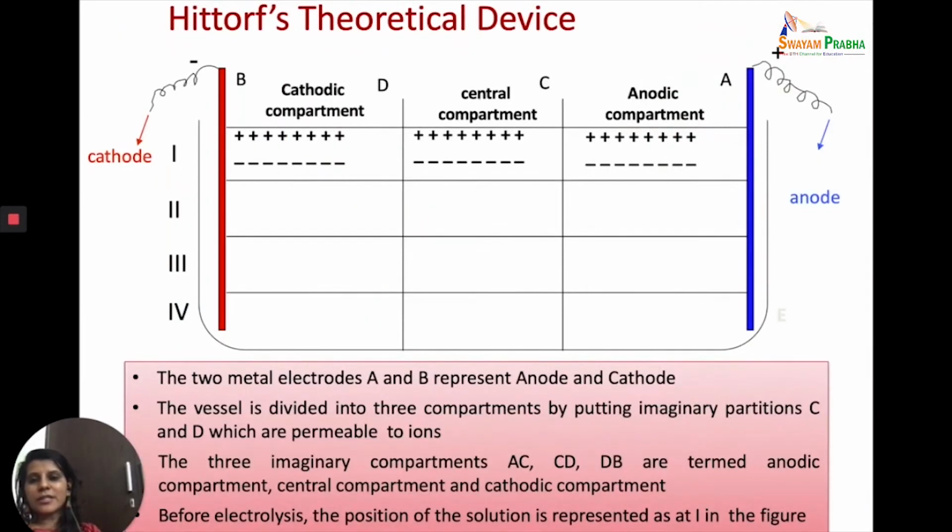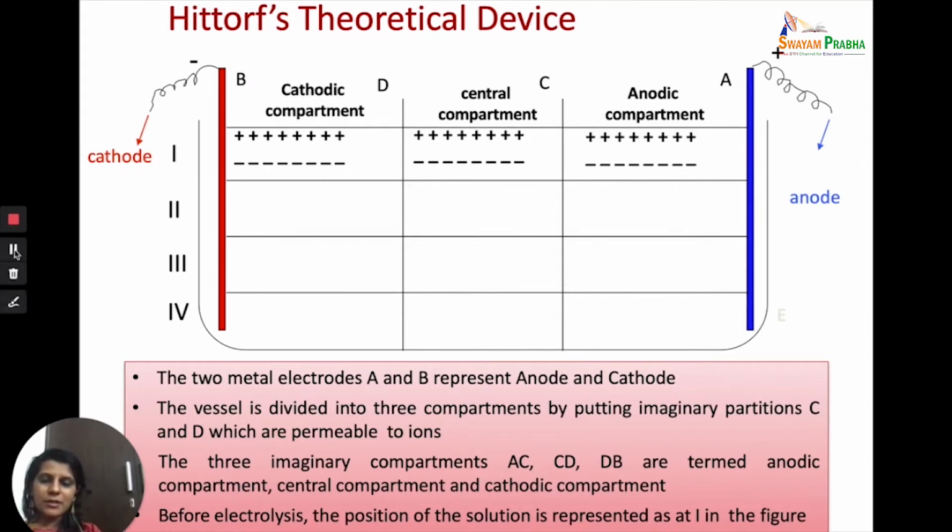Now let's look at Hittorf's theoretical device. This was a device proposed by Hittorf for explaining Hittorf's rule and thus the determination of transport number. It consists of two metal electrodes. So we have A plus and B minus. This is the positive electrode, which is the anode. This is the negative electrode, which is the cathode.